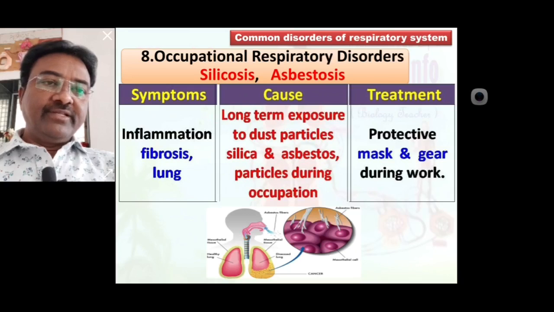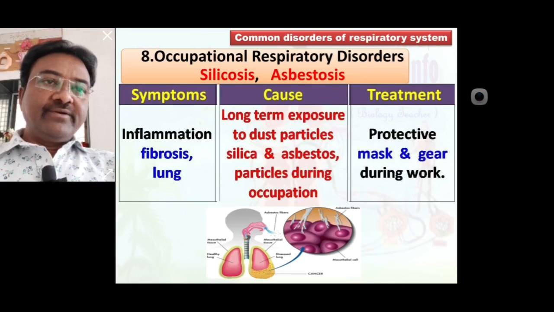Because silicosis and asbestosis both are occupational respiratory disorders, at the occupation location mask protection is a must, gear protection is a must during the work, and due to this silicosis and asbestosis are controlled. Here we noted different treatment measures.